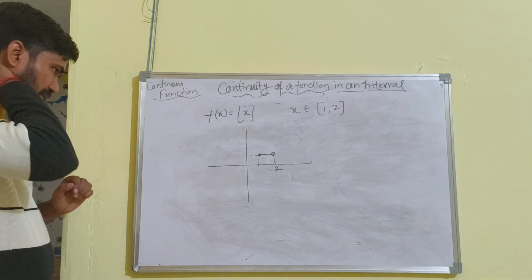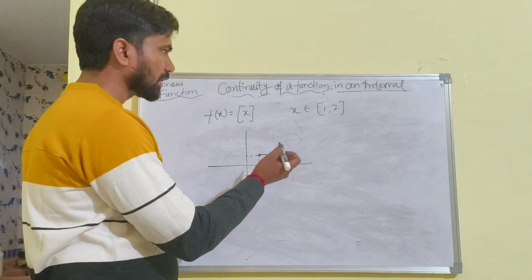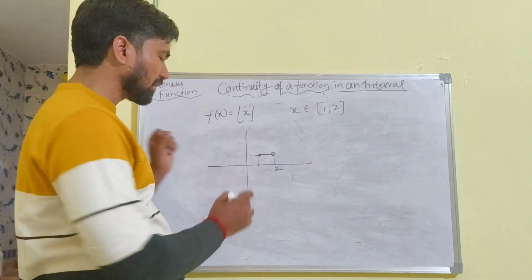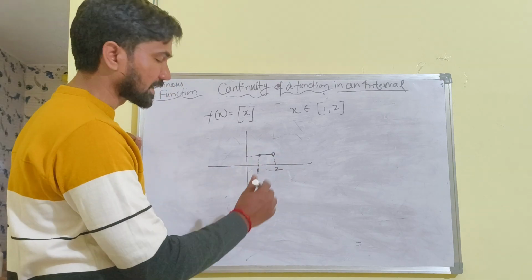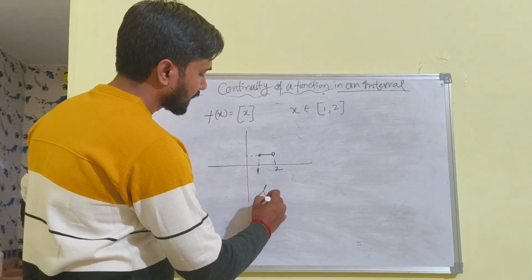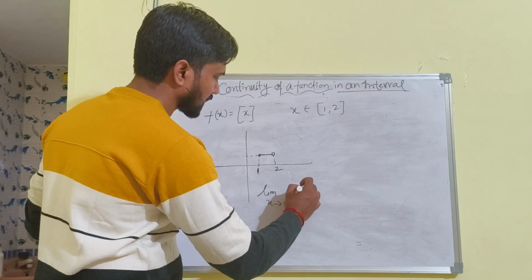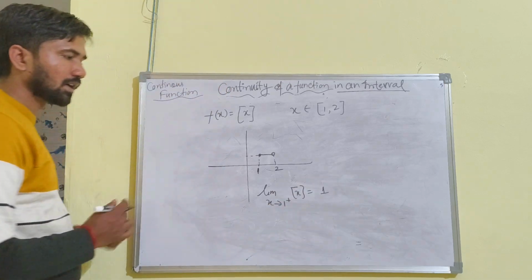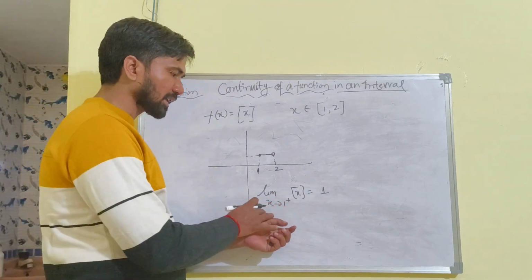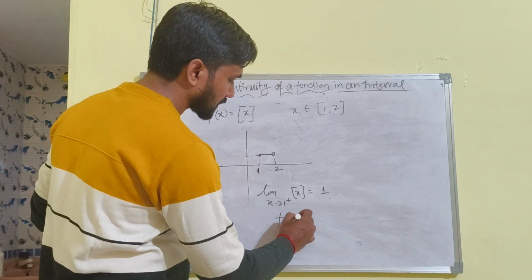Now what do we have to check? We have to check the continuity in the interval. At point 1, we have to check the right hand limit, so limit x tends to 1 plus of the greatest integer f(x). If you put 1 plus something, what will come? 1. The right hand limit here is 1, and the value of the function f(1) is also 1.